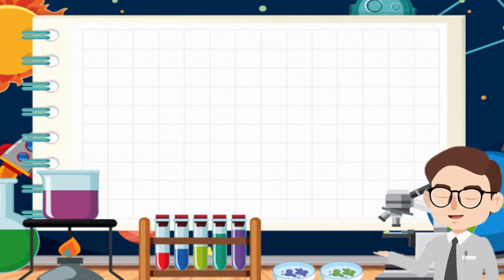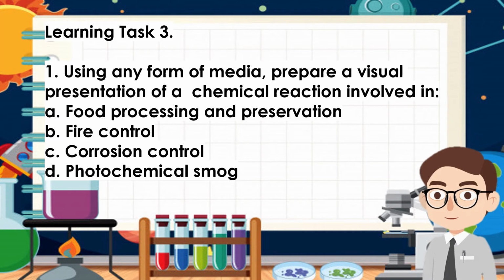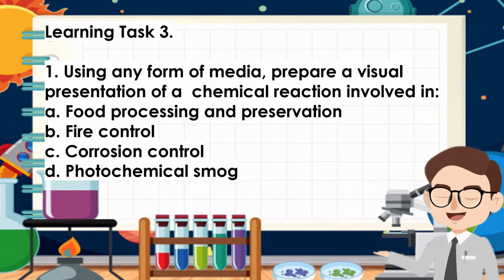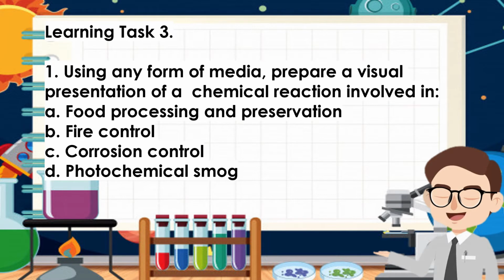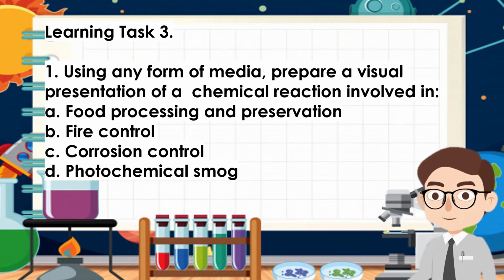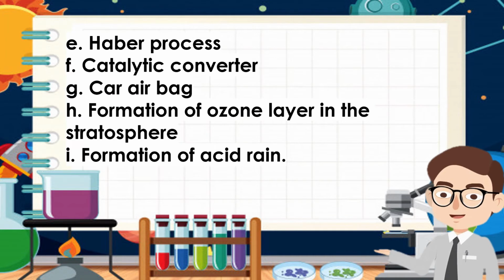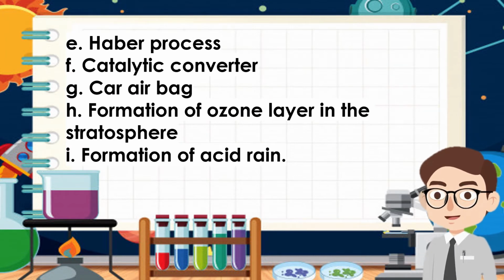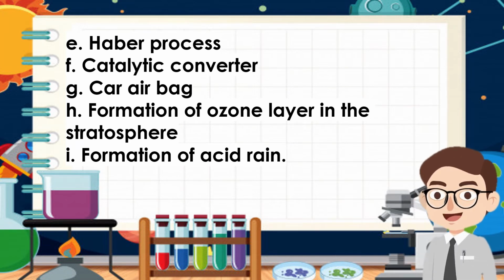Okay, students, please accomplish learning task 3. Number 1. Using any form of media, prepare a visual presentation of a chemical reaction involved in letter A, food processing and preservation. Letter B, fire control. Letter C, corrosion control. And letter D, photochemical smog. E, Haber process. F, catalytic converter. G, car airbag. H, formation of ozone layer in the stratosphere. I, formation of acid rain.